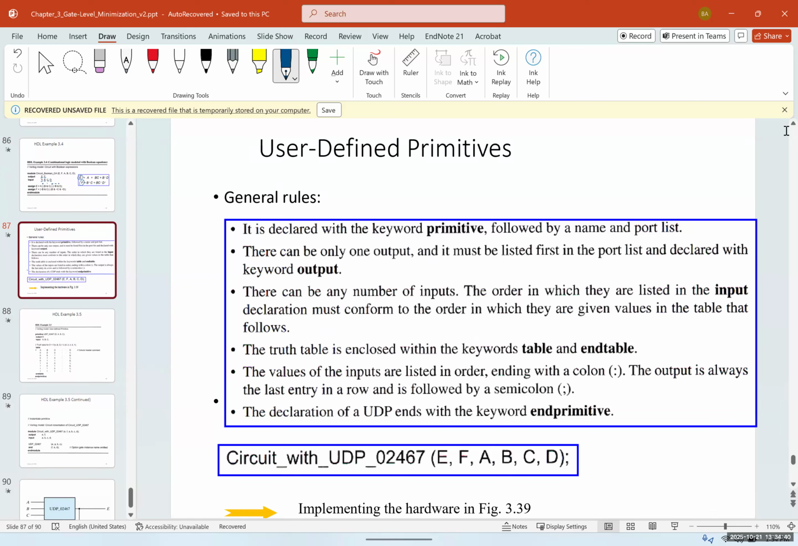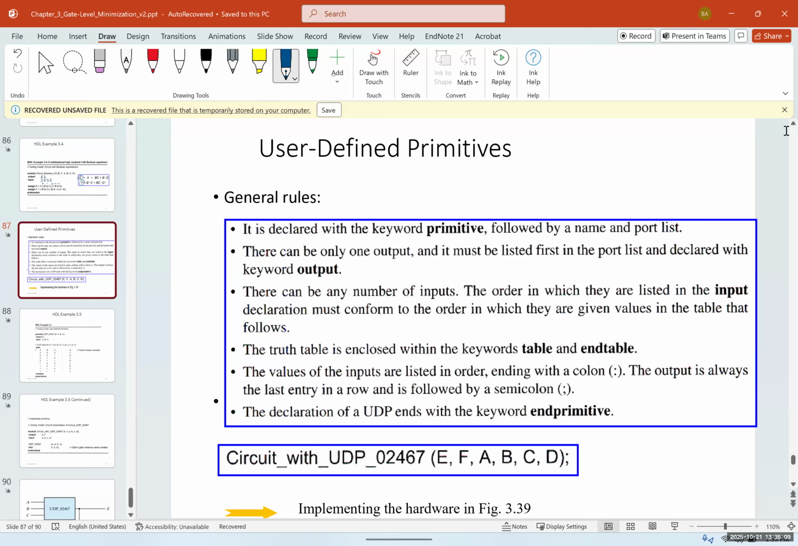So user-defined primitives, the general rules is that it is declared with the keyword primitive, followed by a name and port list. There can be only one output, and it must be listed first in the port list and declared with the keyword output. There can be any number of inputs. The order in which they are listed in the input declaration must conform to the order in which they are given values in the table that follows.